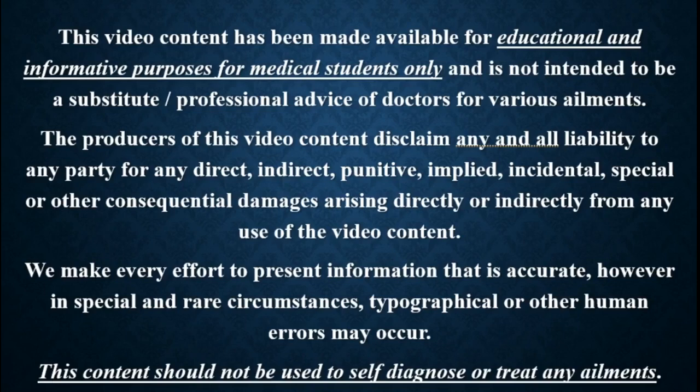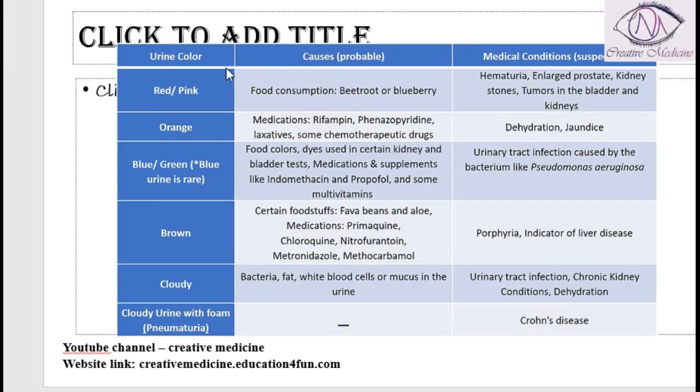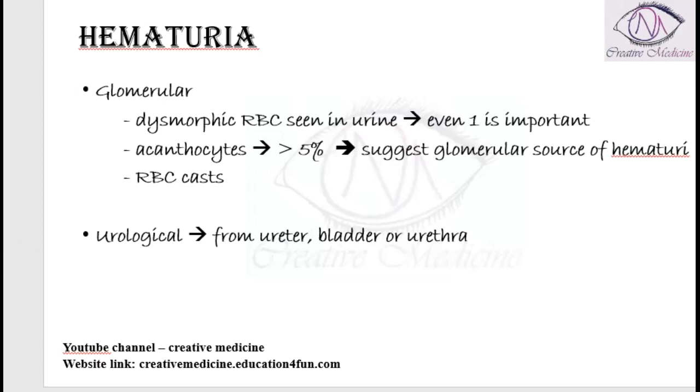In this lecture, we will learn about hematuria. Hematuria can be of two types. One, glomerular causes of hematuria. Second, urological causes of hematuria. In glomerular causes of hematuria, the cause is in the glomeruli.